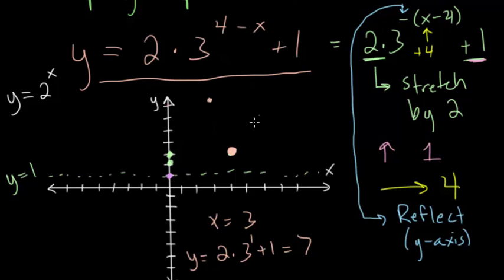And I could pick another point right next to it, x equals 5. Then I'd have 3 to the minus 1, which is 1/3, so 2/3 plus 1, or 5/3. And that would be somewhere probably around there. So now we can finish our graph by just connecting these points, and it'll essentially just hug that asymptote as x gets bigger and bigger.